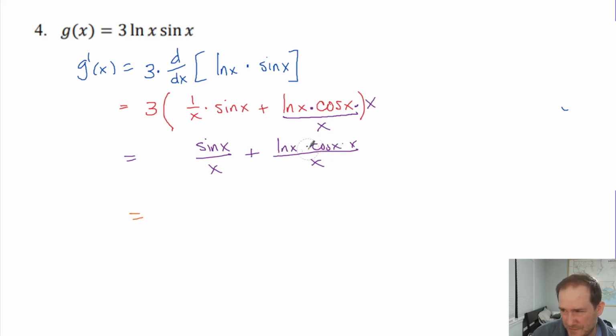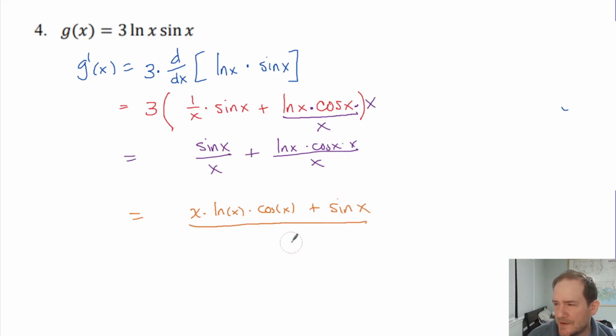This term, I suppose, it's got 3 x's in it. That one wants to come first. And in what order? What order is best? There's no great order here. Certainly the x wants to come first. So it would be x times the ln of x times the cosine of x, and then plus sine of x. And then the whole thing is all over x.